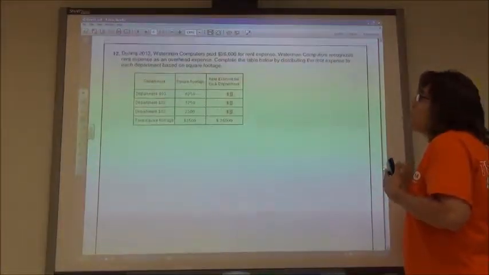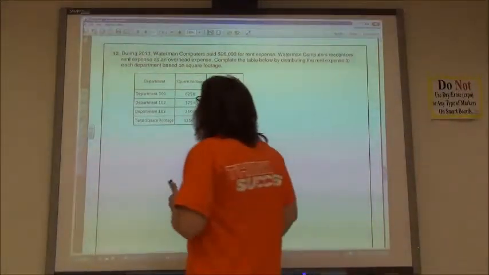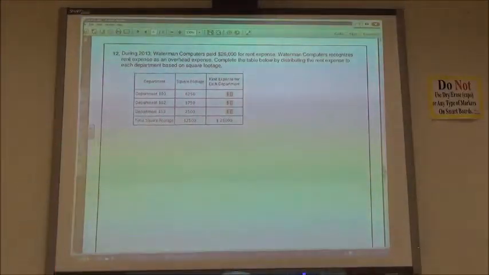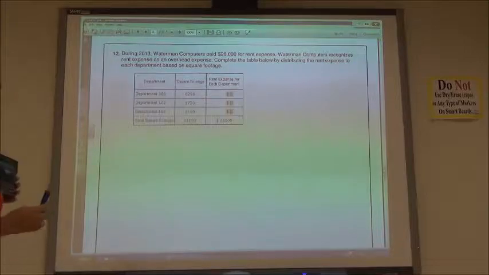And one last one, and we're done with our pie chart. During 2013, Waterman Computers paid $26,000 for rent expenses. Waterman Computer recognizes rent expenses as an overhead expense. Complete the table below by distributing the rent expenses to each department based on the square footage.